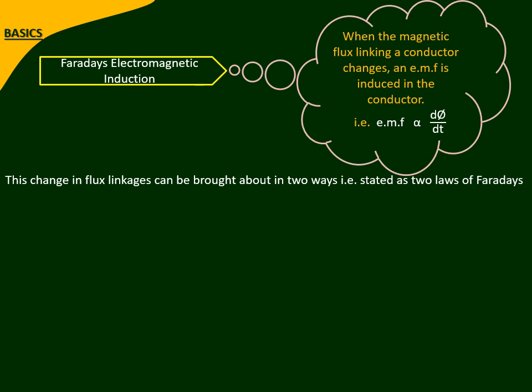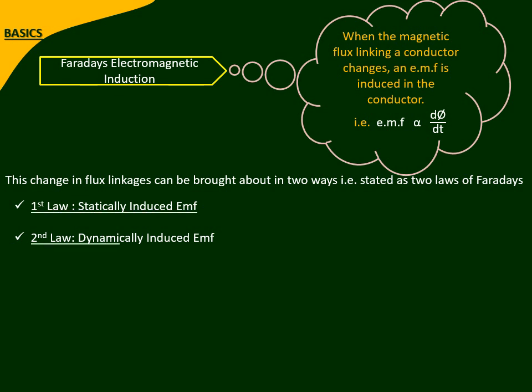These ways are classified as the two laws of Faraday's electromagnetic induction law. In the first law it is statically induced EMF, and in the second law it is dynamically induced EMF. We can take certain examples. For statically induced EMF, the example is the transformer, and for dynamically induced EMF, the examples are the machines, that is DC or AC machines, otherwise known as the generator and the motor.